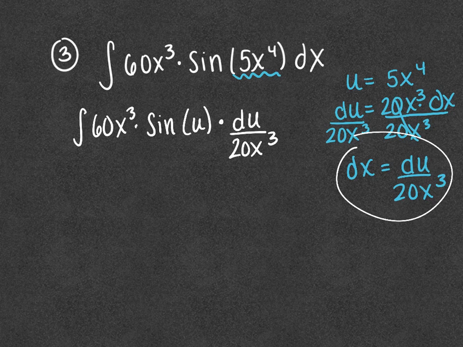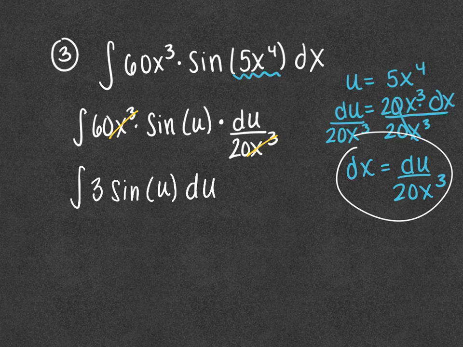Now what you should notice is that these x to the thirds are going to cancel out, right? This x to the third with this x to the third. And we can divide the 60 and 20. That'll give us 3. So we have the integral now of 3 sine of u du. We can do what I did before, and we can pull out the constant.